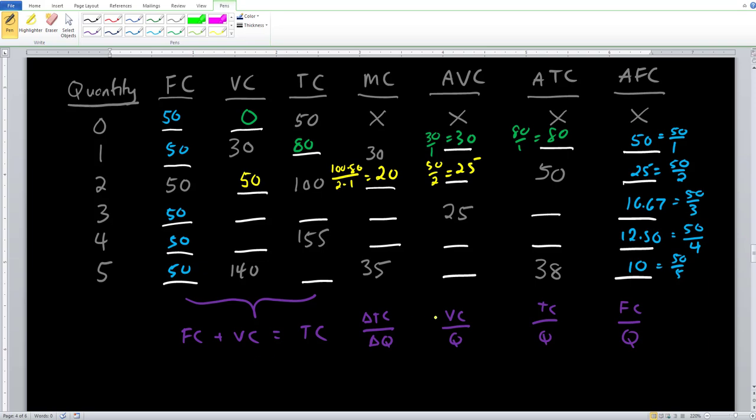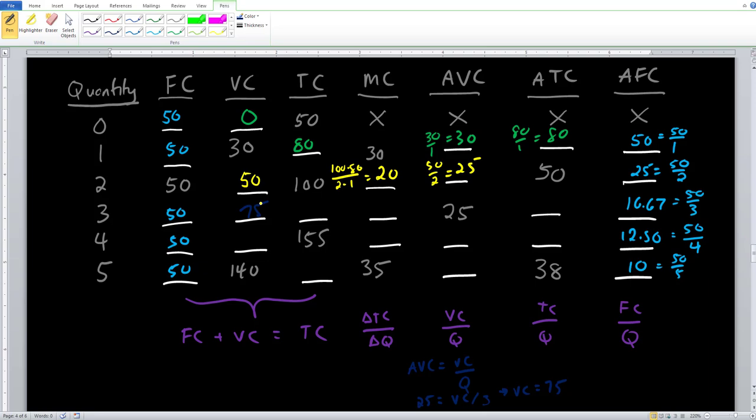Because remember that we can manipulate this equation just a little bit. We notice that AVC is equal to VC divided by quantity. We have an AVC value, which equals 25. We don't have a VC value, so that's going to be our unknown. And we have a quantity which equals 3 in this instance. So we use algebraic manipulation in order to isolate VC by itself. So 25 times 3 to isolate VC by itself. Therefore, VC equals 75. And that's exactly how we get that value of 75 right there.